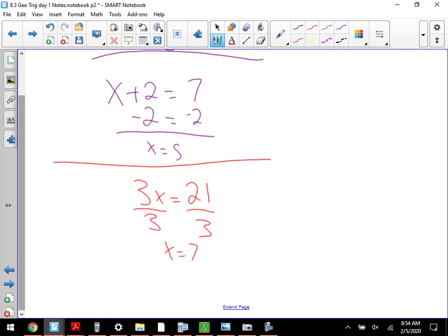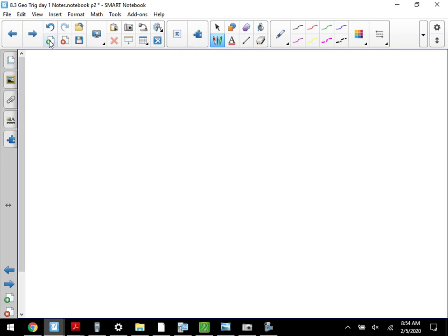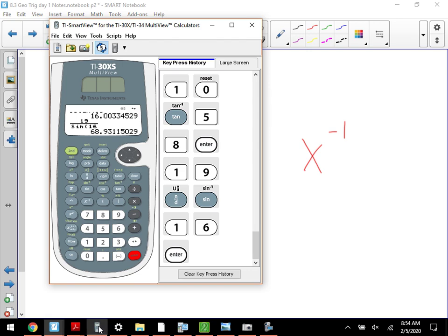Now, for those of you that have the calculator out by chance right now, open that up real quick. And I'm going to go back and re-look at this idea of 3x equals 21. In your calculator, there's a button that looks like this. Everybody see that one? It's right above the 7.